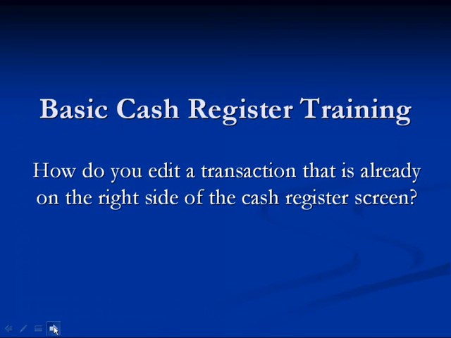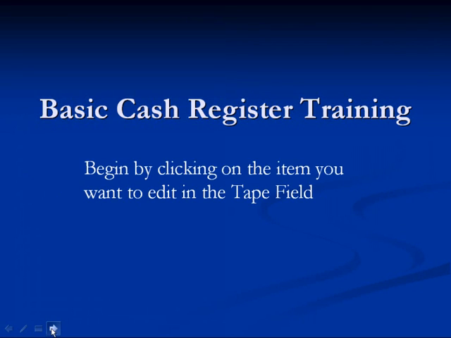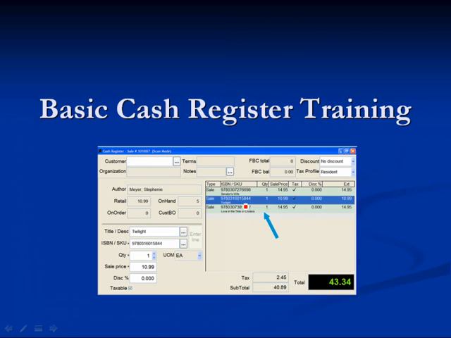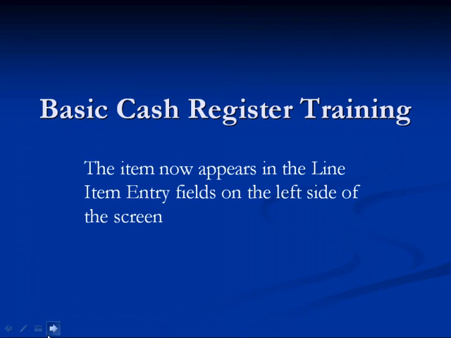How do you edit a transaction that is already on the right-hand side of the cash register? You start by clicking on the item you want to edit in the tape field. You can see here that I've selected Twilight over here on the right-hand side in the tape field. Now that I've clicked on it in the tape field, it's going to appear on the left-hand side in the line item entry fields where I can edit it.